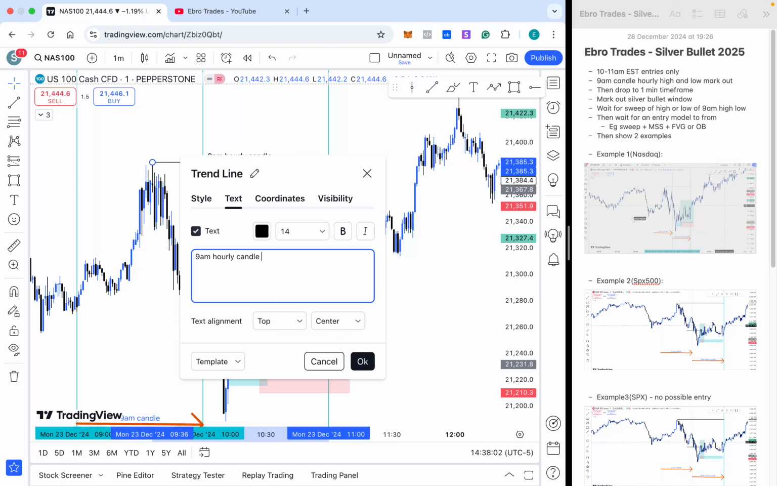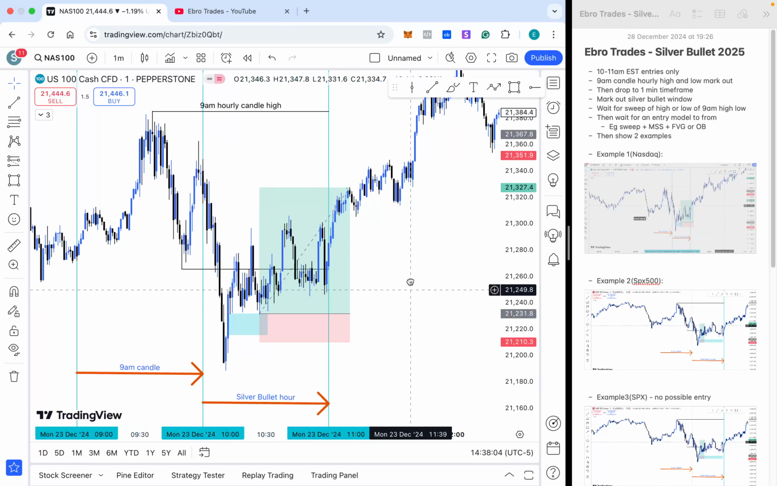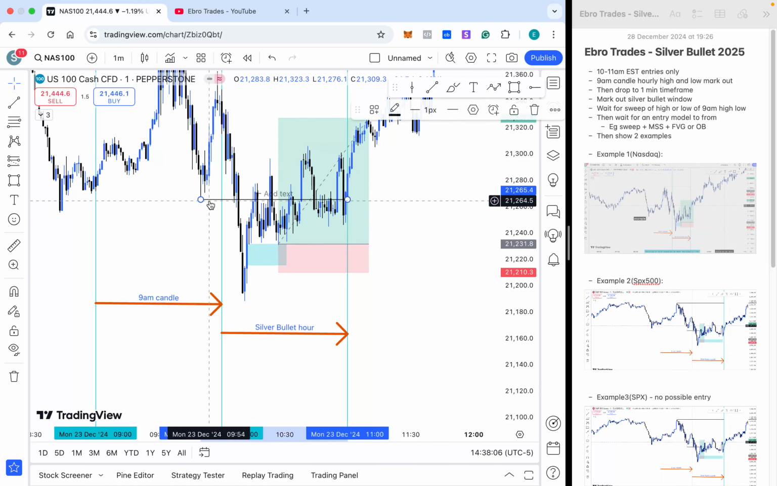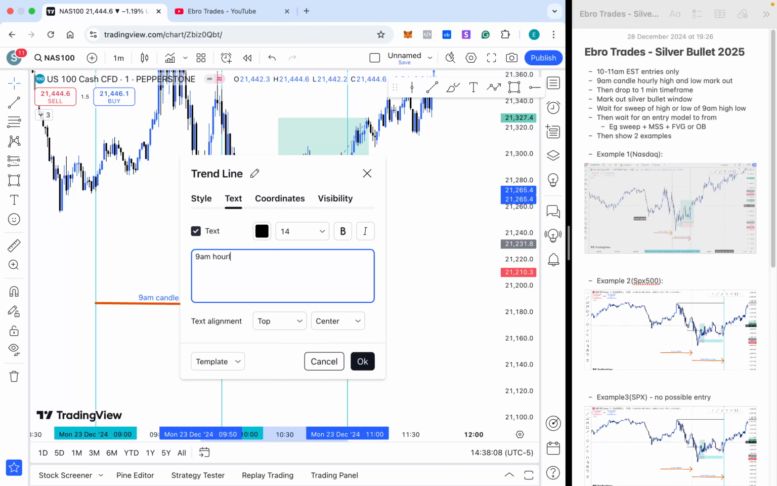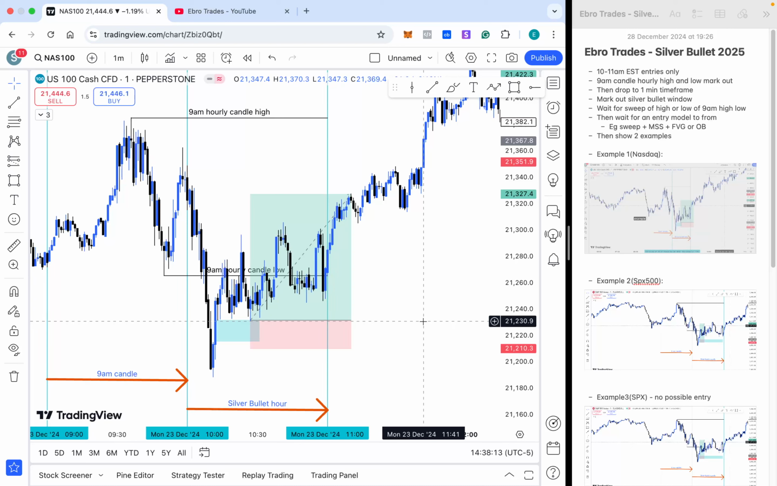Hourly candle high and 9 a.m. hourly candle low. Right, so I've marked out the high and the low. Then what? As soon as 10 a.m. comes along, we go from the hourly to the 1 minute time frame.